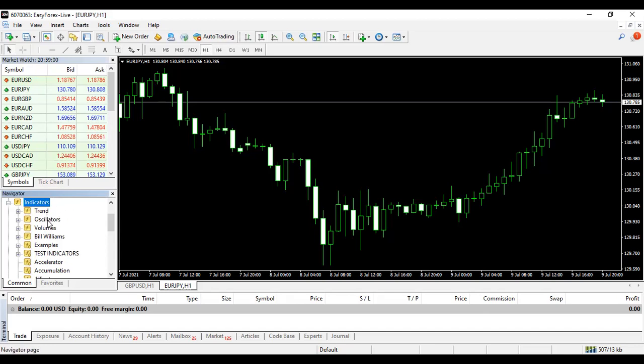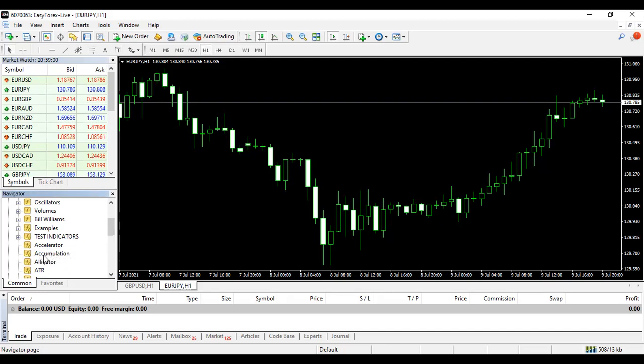So we have trend, oscillators, volume, Bill Williams, examples. We have tested; these tested indicators are actually not part of the custom ones. These are indicators that I have downloaded and then installed on the MT4, so I named it tested indicators. It's a folder on its own. So please, this is not part of it. I'm talking about custom indicators. These are all custom ones.